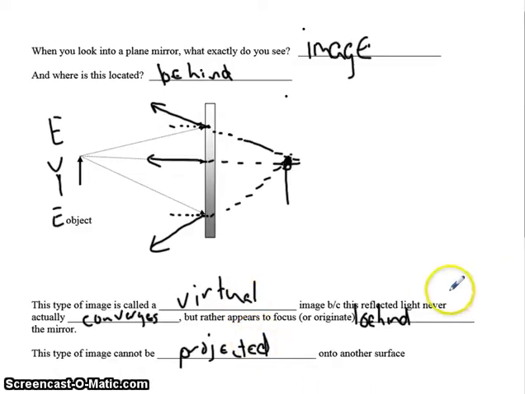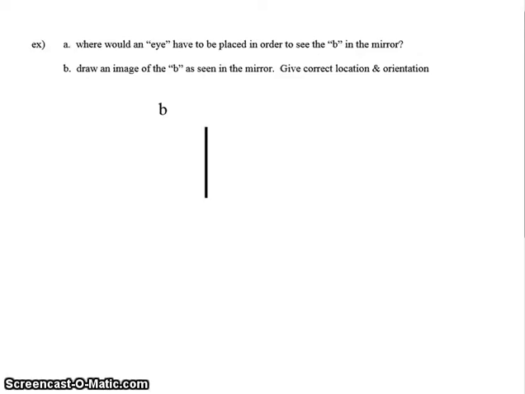Okay, so a neat little example we can try to help you understand how the reflection works: if I place an object, let's say the letter B, in front of this mirror here, we want to know two things. Where would you have to be in order to see the B, and what would the B look like in the mirror? So I'm going to pause for a few seconds and you try to work this out before you press play.